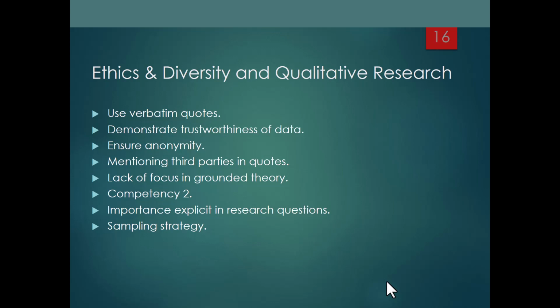It is important that the quotes used to illustrate findings be verbatim. It is unethical, actually, to use modified quotes. So don't modify it, use it word for word. Demonstrating the trustworthiness of the data is considered ethical. Failure to do so can be harmful, especially if findings are used to develop interventions and policies.